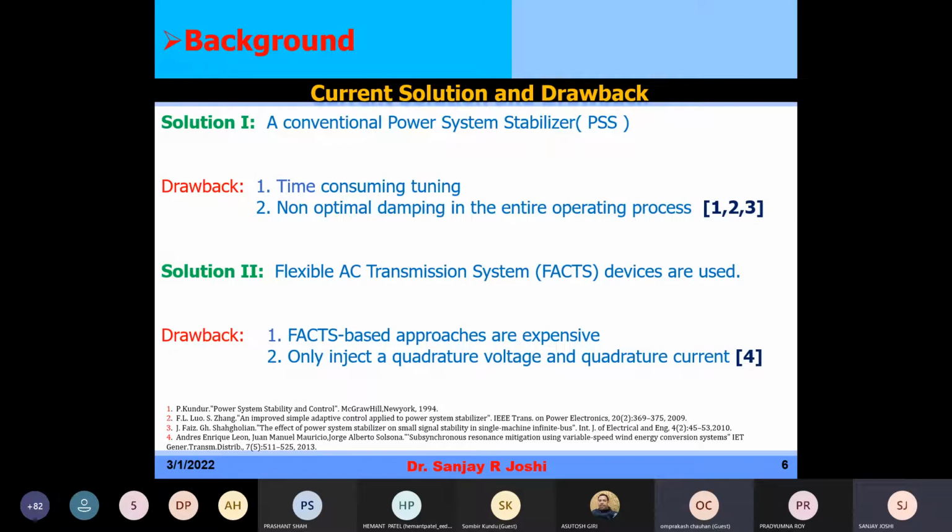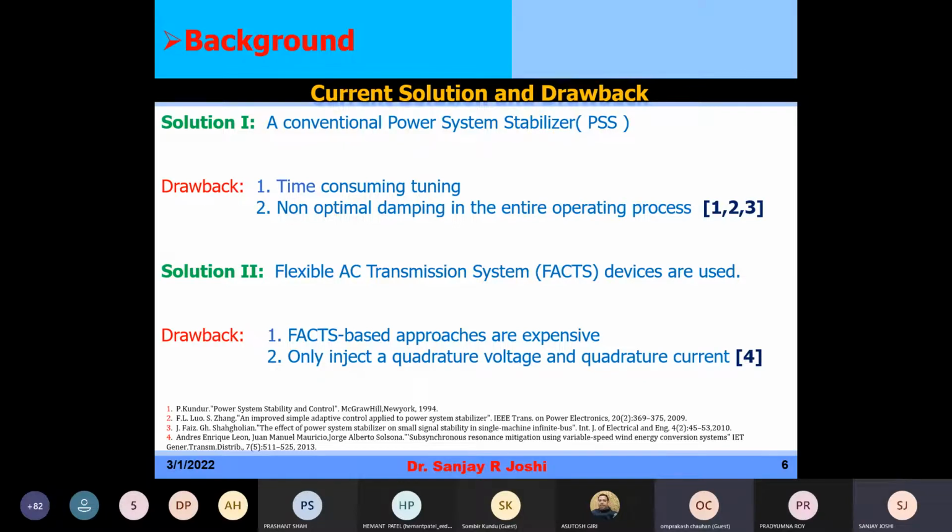The solution is to use PSS, but the drawback is that tuning of PSS parameters is very time consuming because one generator is not standalone, it is connected to the system, right? So you need to do a detailed study in order to tune the parameters. Very detailed, complete modeling of the whole system. Not only that, the damping may not be optimal, right, during all the range of operating points of the power system. So that is the drawback, right?